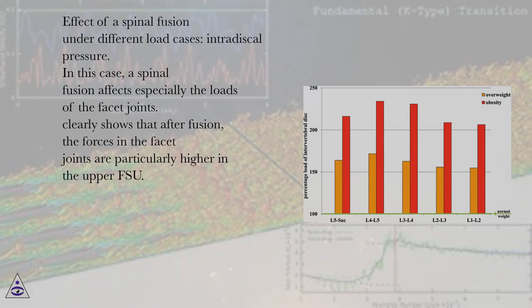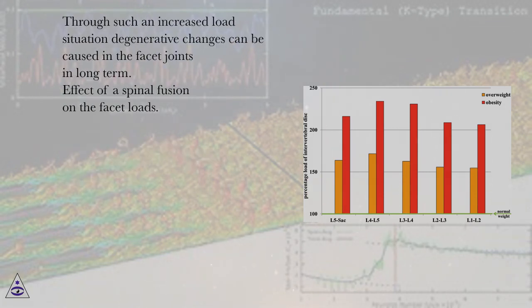In this case, a spinal fusion affects especially the loads of the facet joints. It clearly shows that after fusion, the forces in the facet joints are particularly higher in the upper FSU. Through such an increased load situation degenerative changes can be caused in the facet joints in the long term. Effect of a spinal fusion on the facet loads.